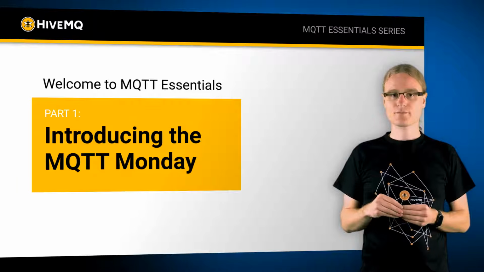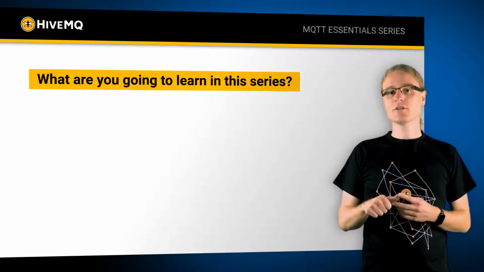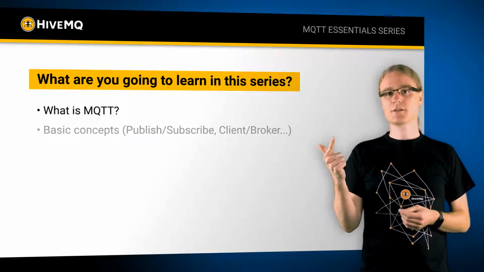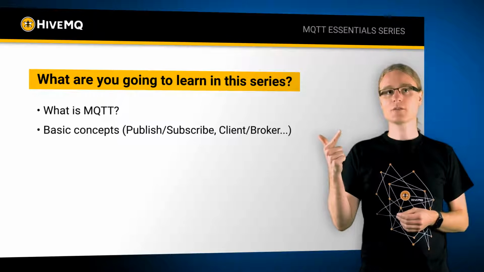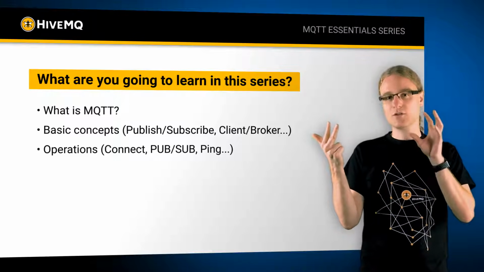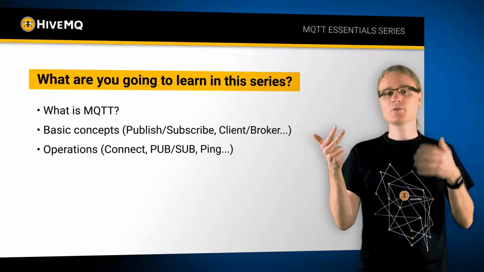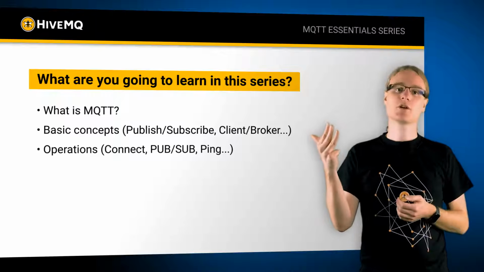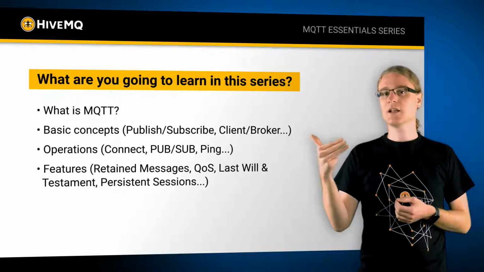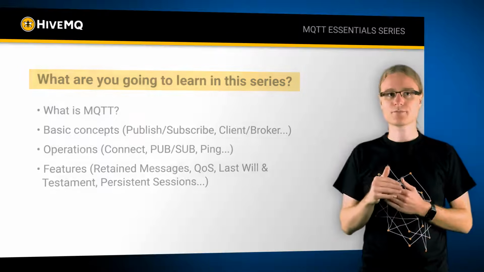So in this series, you are going to learn different things. You're going to learn what is MQTT. We will talk about the basic concepts like publish, subscribe, client and broker, and all the components you need. We will talk about operations like connecting, how this works, how does publish, subscribe work on a packet level, how do pings work, and so on. And we will talk about features. We'll talk about retained messages, quality of service levels, last will and testament. We will also talk about persistent sessions and a lot more.